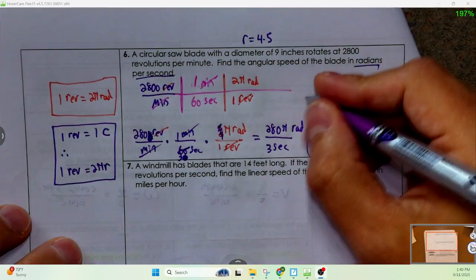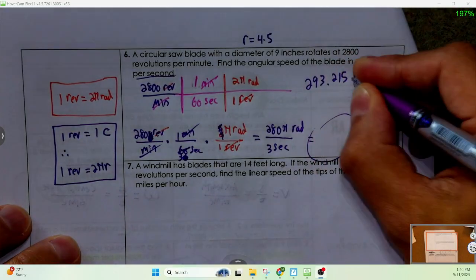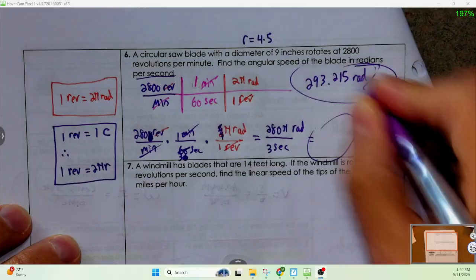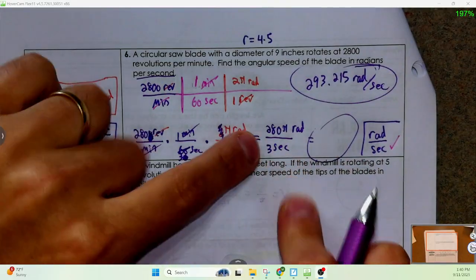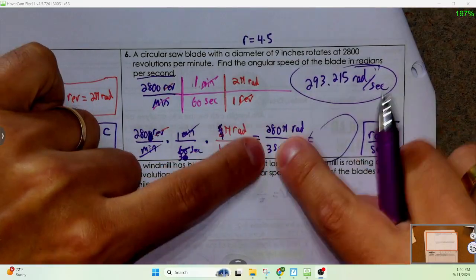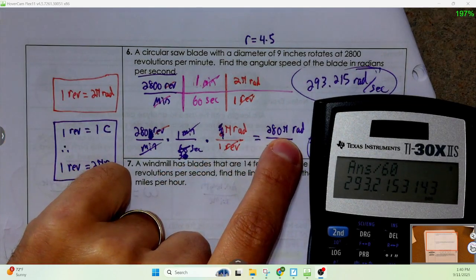293.215 radians per second. That's our answer. This should come out to that. This is in terms of radians right now. This is about 3 and this is about 3, so it's actually going to work. This is called in terms of pi. I said in terms of radians, I meant in terms of pi.